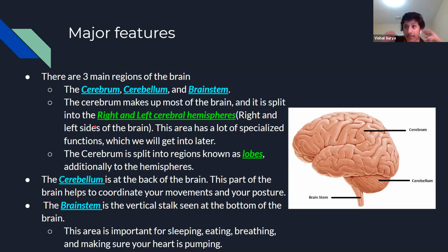The cerebellum is at the back of your brain, and this part of the brain helps to coordinate your movements and your posture, for example, to keep your back straight. Then finally, we have the brainstem. This is sort of like the vertical stalk seen at the bottom of the brain. This area is important for sleeping, eating, breathing, and making sure your heart is pumping. So basically, the brainstem does whatever we don't think about, but is necessary for us to survive.